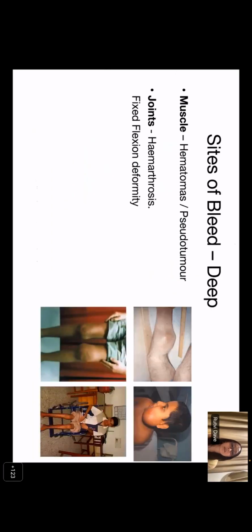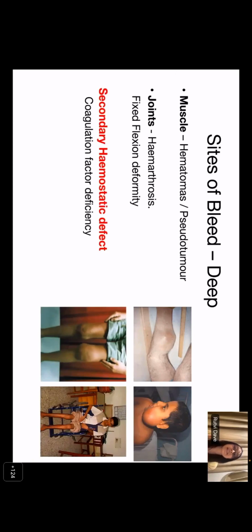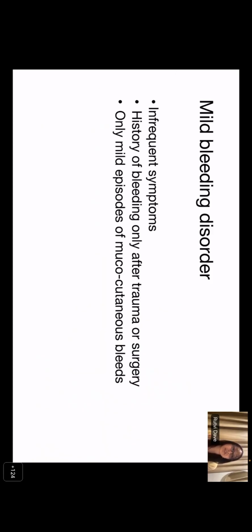On the other hand, if suppose the patient gives history of deep bleeds like bleeding inside the muscles or joints, like muscle hematomas as you see here, which is a calf muscle with a huge hematoma, or hemarthrosis, sometimes even resulting in fixed flexion deformities, you are dealing with a secondary hemostatic defect, and the coagulation factors help for secondary hemostasis. You're dealing with a coagulation factor deficiency.